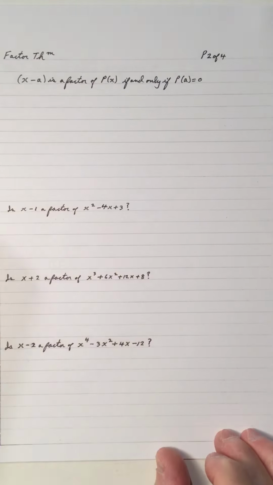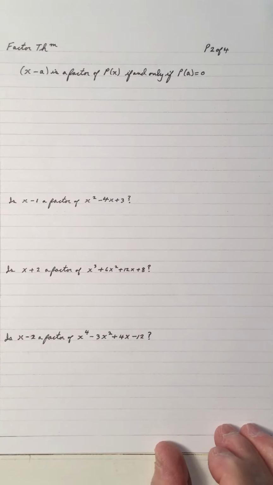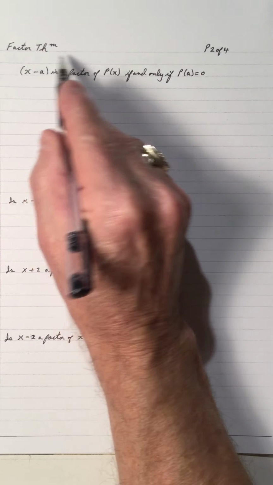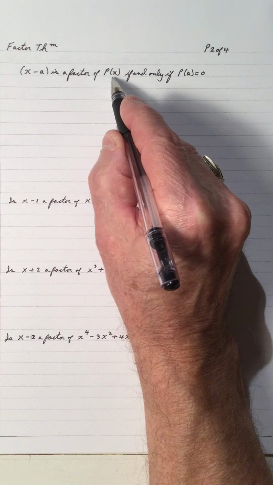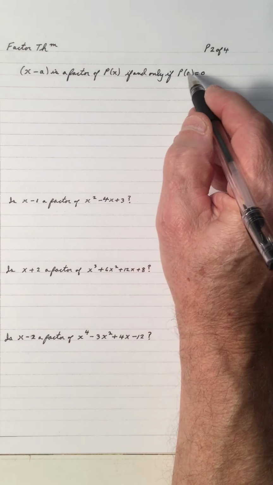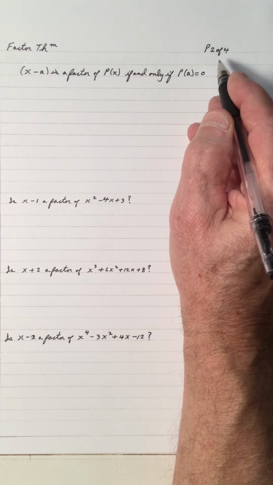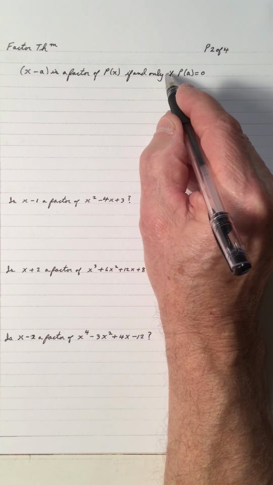And this factor theorem is when the remainder is equal to 0. Let's discuss it. Factor theorem: x minus a is a factor of p of x if and only if p of a equals 0. So notice the words "if and only if."